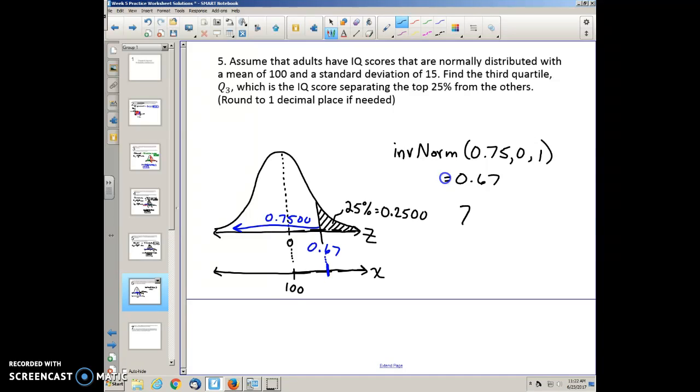Next, we use our formula. And now we know, out of those 4 variables, we know 3 out of the 4. We know the z, 0.67. We don't know x. We know mu, and we know sigma. All right, those were in the problem.